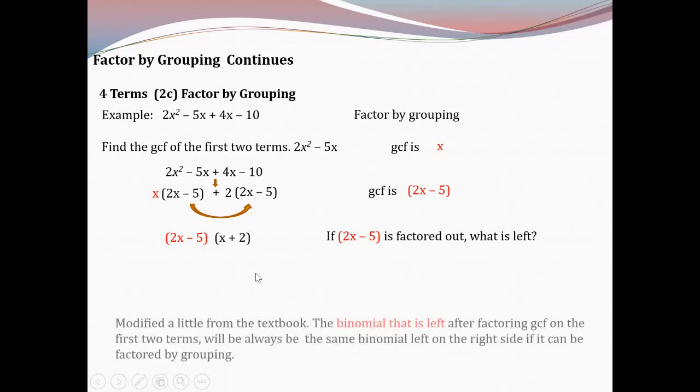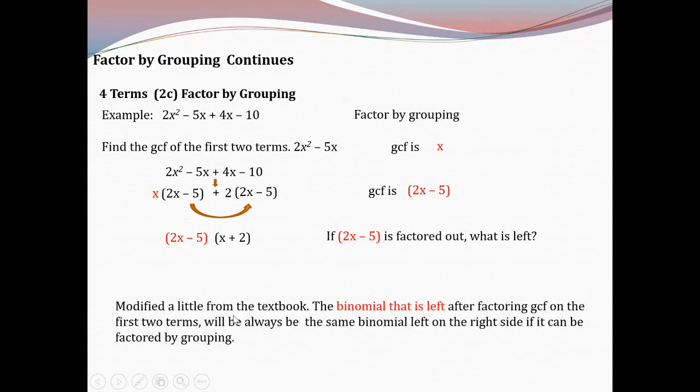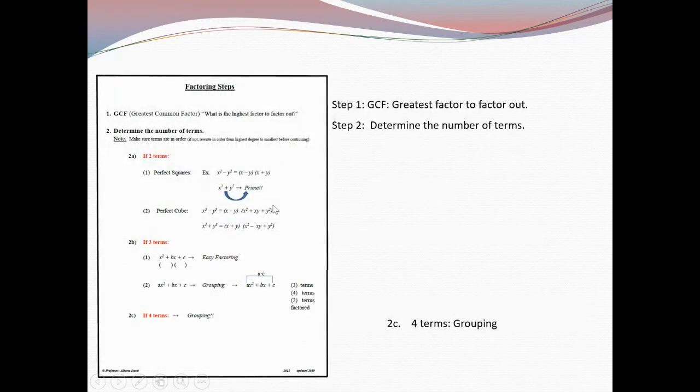Okay? And again, this is modified a little from the textbook. The binomial that's left after factoring the GCF, you automatically put it on the right. That's what I'm saying here. The binomial that is left after factoring the GCF on the first 2 terms will always be the same binomial left on the right side if it can be factored by grouping. So again, if it can be factored by grouping, you can always apply this simplified version. Okay, now I'm done with 2c.